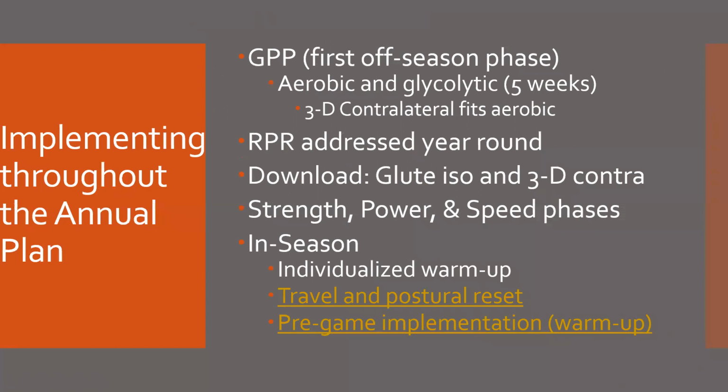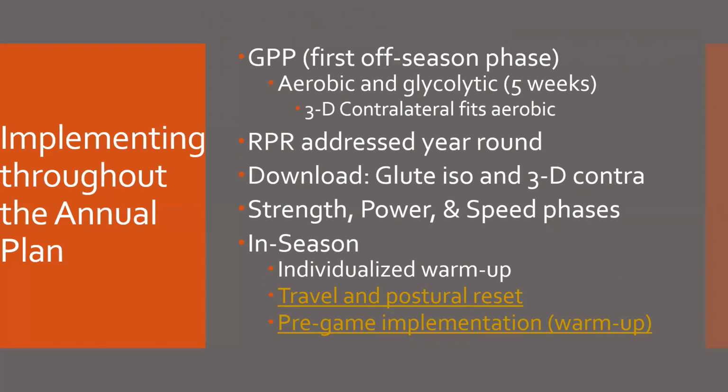So implementing this throughout the annual plan. GPP is our first off-season phase. That's where you're going to see us more energy system development, and we're going to do aerobic and glycolytic training. That's going to be the first 5 weeks. And our layered example, so structure, RPR, glute isometrics, and then the 3D contralateral is all going to fit into that. So our athletes get about 3 weeks of the 3D contralateral, and then we'll progress into more glycolytic training aspects.